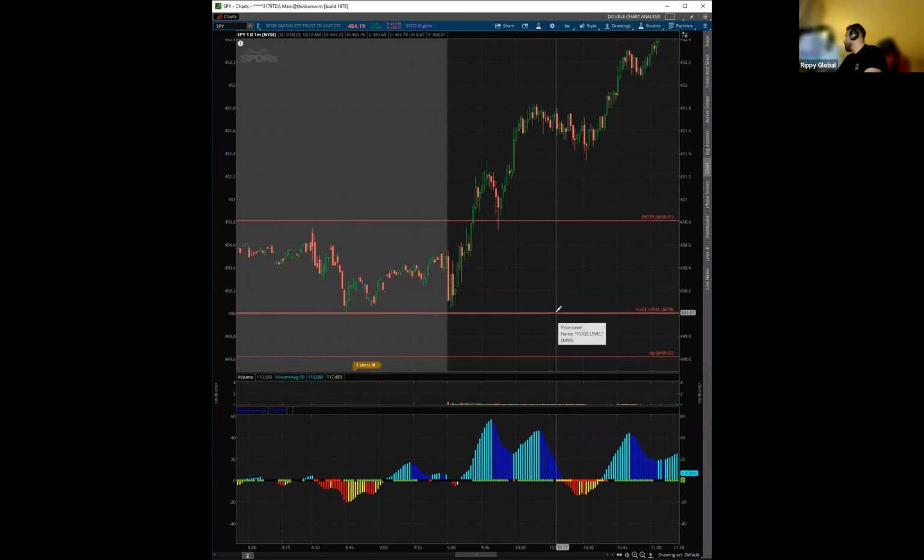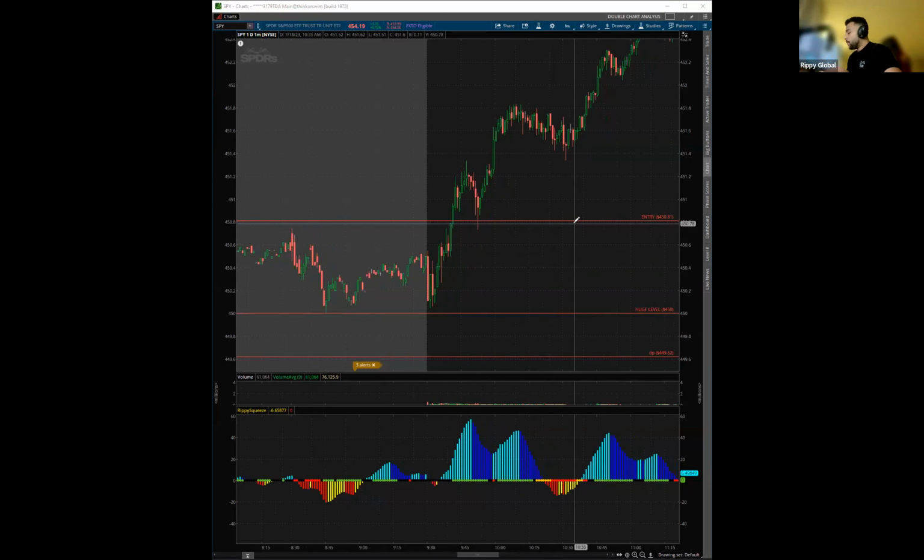Let's say my stop loss is 450. What am I risking here? Come on, someone tell me, how much am I risking? What is my risk in dollar amounts? Good job, Scott. My risk is 80 cents. So risk right here is 80 cents.